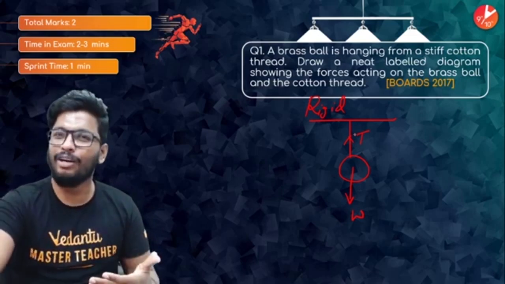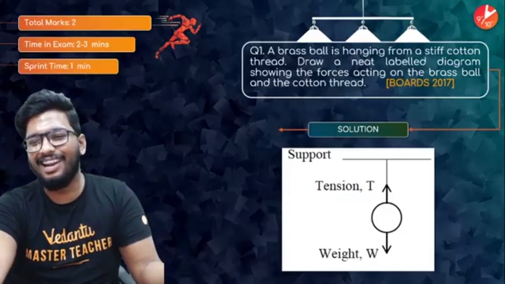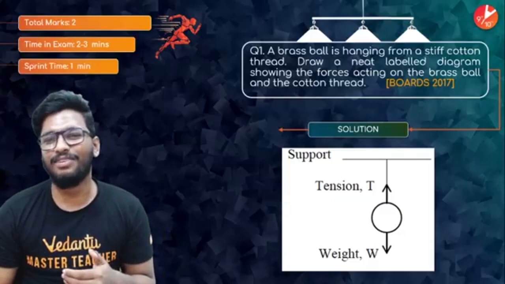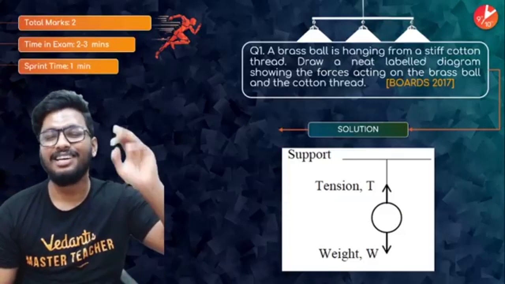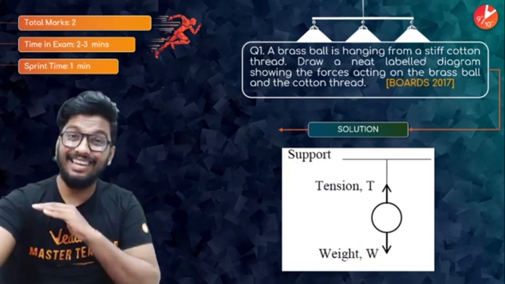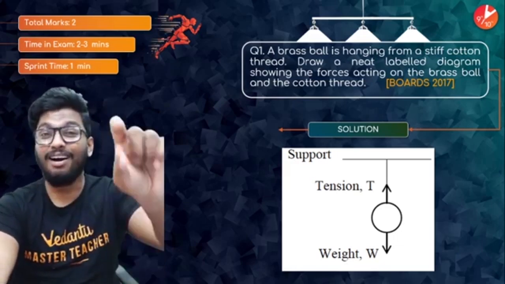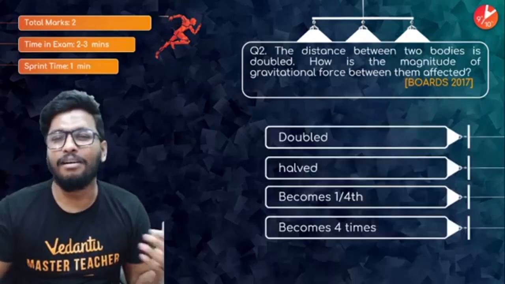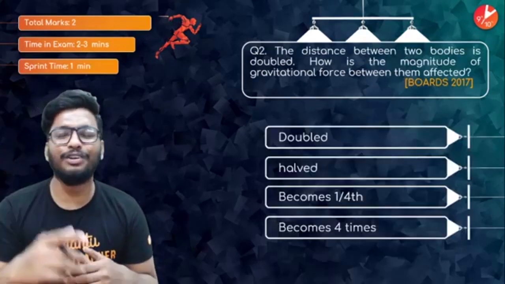I don't think I took 1 minute to solve this question, but yeah, people, that is the answer. That will be the support of the rigid structure. Tension would be in the upward direction. Weight would be in the downward direction. 2 mark questions, 2 to 3 minutes. I don't think it's needed at all. But 2 mark board exam question, guys. Make sure that you not just remember it because you know it, but make sure that you don't get it wrong.